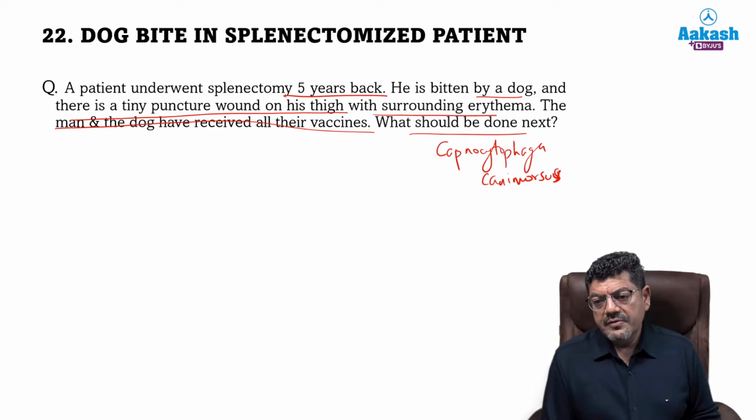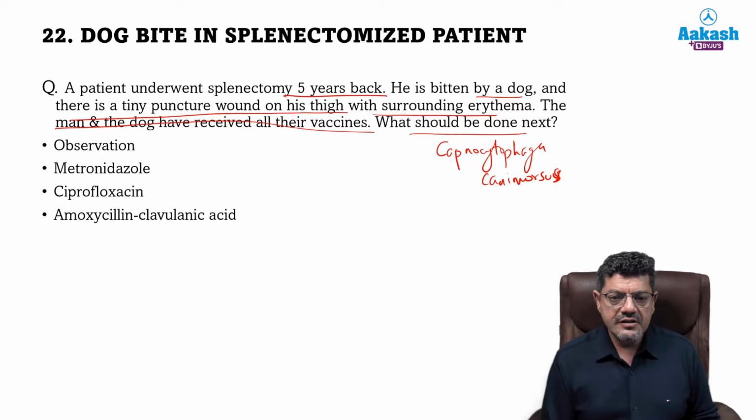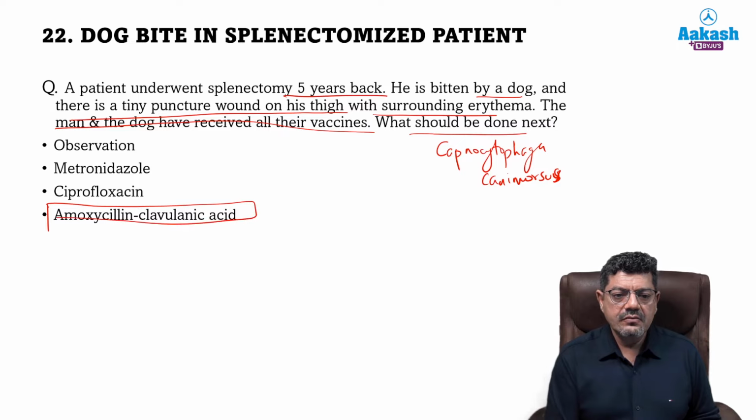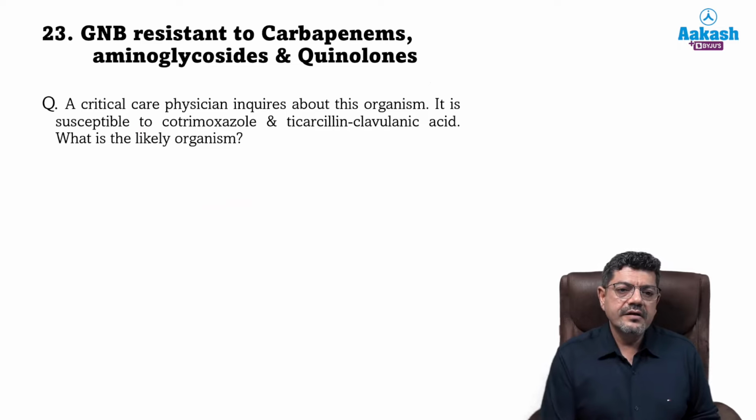It can cause fulminating sepsis in splenectomized individuals, and the best drug for these patients is co-amoxiclav. Amoxicillin clavulanic acid is what this patient should receive prophylactically. If this were not a patient who was splenectomized, then you needn't have done anything, right? I'll move on.